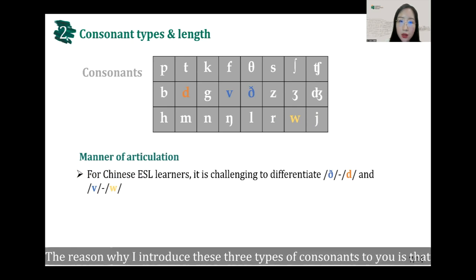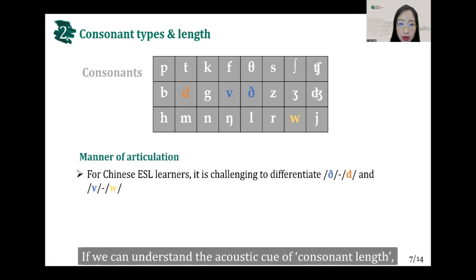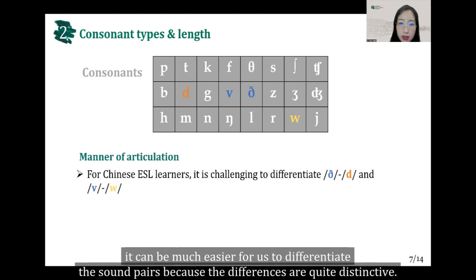The reason why I introduced these three types of consonants to you is that it's commonly challenging for Chinese learners of English to differentiate the th sound and d, and v and w. If we can understand the acoustic cue of consonant length, it can be much easier for us to differentiate the sound pairs because the differences are quite distinctive.